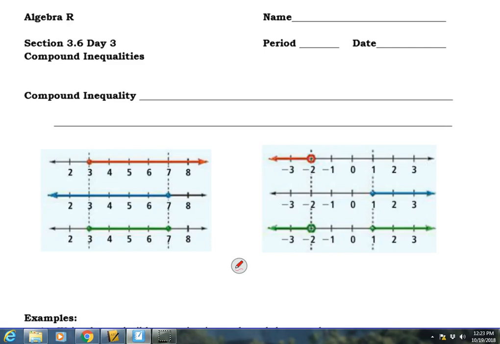Okay, today we're going to be talking about something completely new, and that's called a compound inequality. A compound inequality is just more than one inequality in one statement. So what I'm going to have is multiple inequalities, usually two inequalities, but within the same single statement.